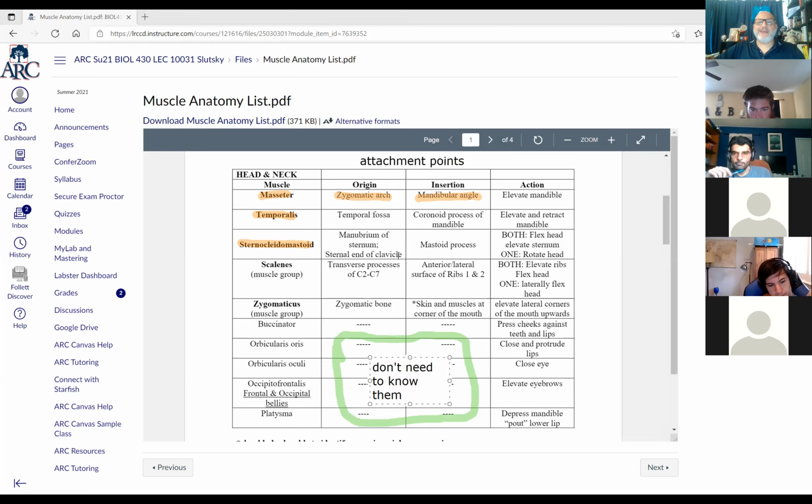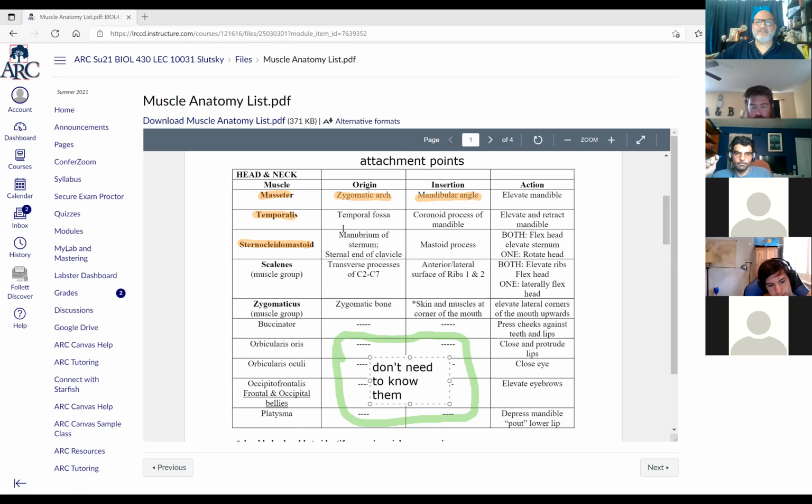A good way to learn them is to study them. You're going to be responsible for them. And conveniently enough, many of these things, like the coronoid process of the mandible, are things we've learned on the previous exam.